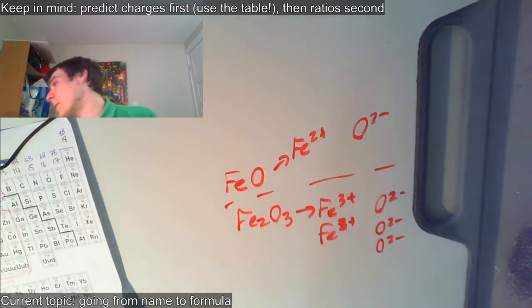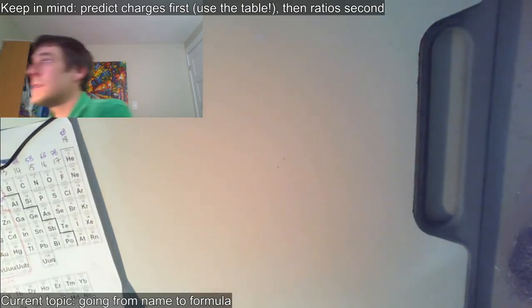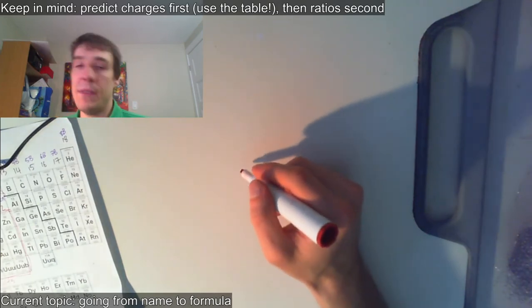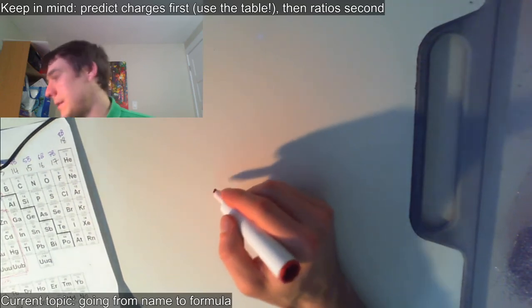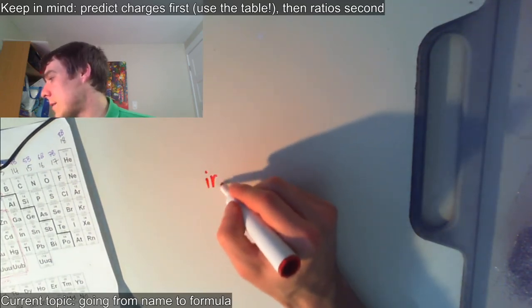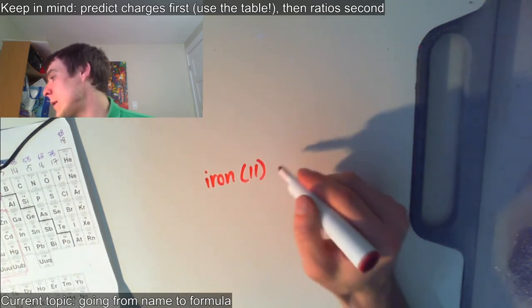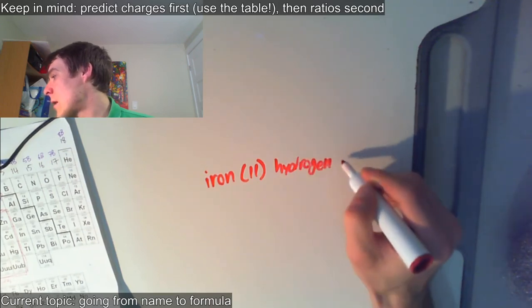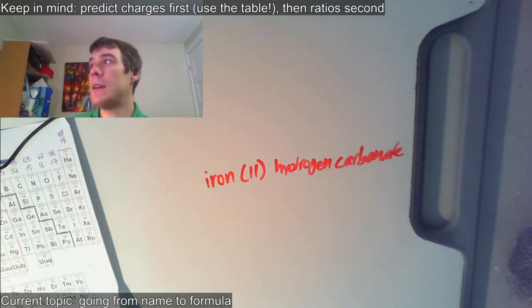We have a slight difference to the name. So that's coming tomorrow. Also coming tomorrow are the dreaded polyatomic ions. So we're going to talk about nitrate versus nitrite, sulfate versus sulfite, things like that. The worst it can get would be like, I'll give you iron 2 hydrogen carbonate, and you have to give me the formula of iron 2 hydrogen carbonate.